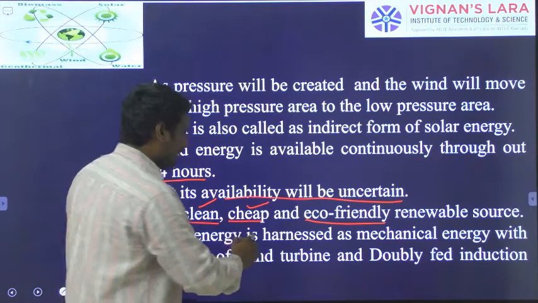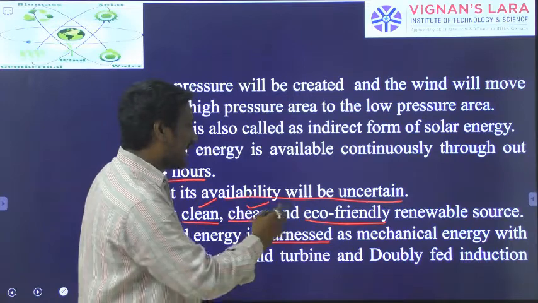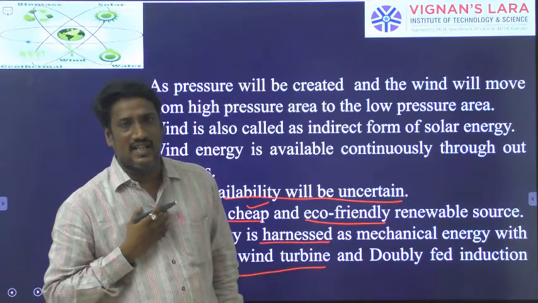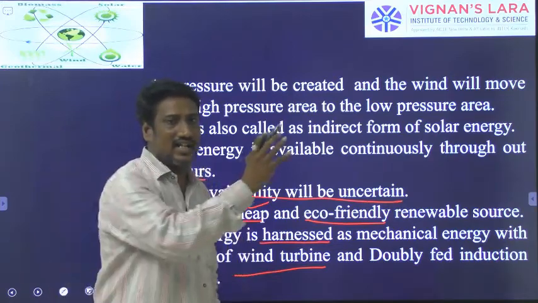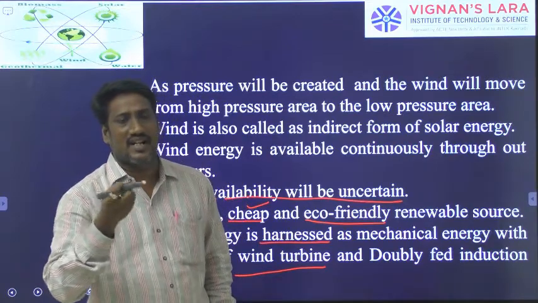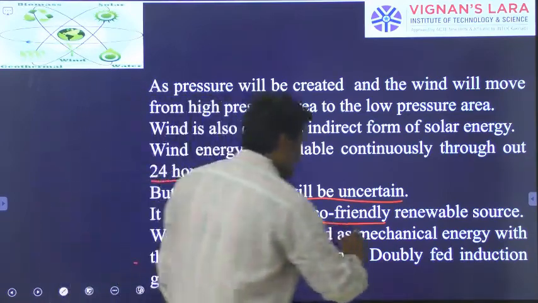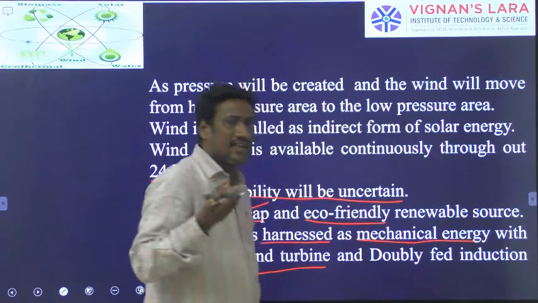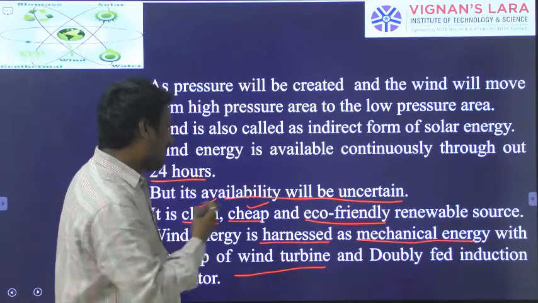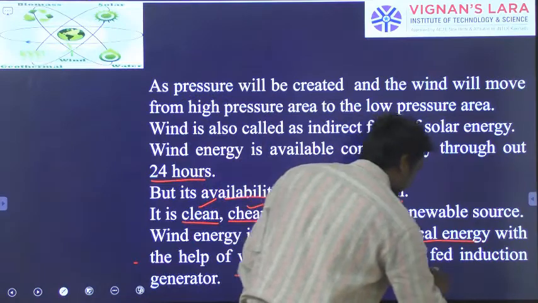Wind energy is harnessed or tapped as mechanical energy with the help of wind turbines. We already know that a turbine is a device which converts the kinetic energy of some resource into mechanical energy. First, the kinetic energy of wind is converted to mechanical energy with the help of a turbine. Later, it is linked up with a double effect induction generator.